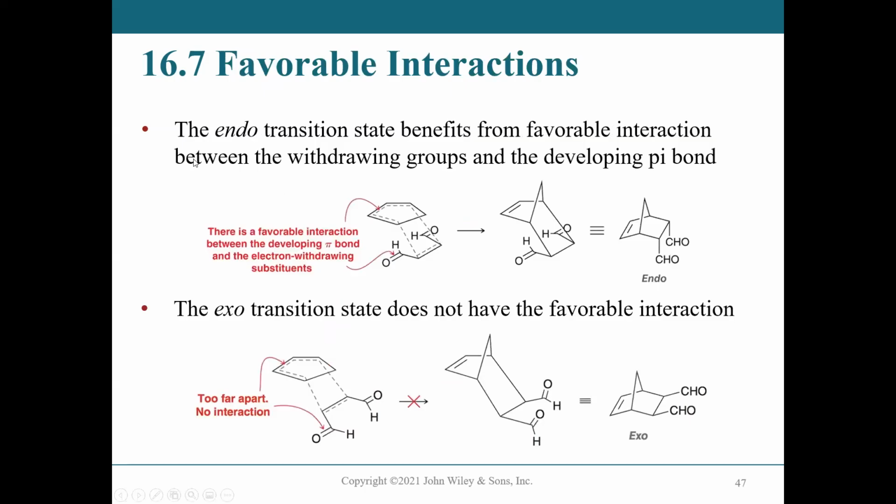So the endo transition state benefits from favorable interaction between the withdrawing groups and the developing pi bond. And they're kind of showing you why the endo product forms. So there's a favorable interaction between the developing pi bond and electron withdrawing groups. Here at the exo position, they're just too far apart, so there's really no interaction.